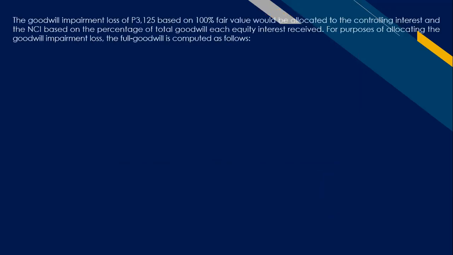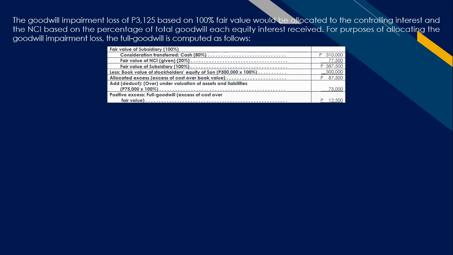Now the goodwill impairment loss of 3,125 based on 100% fair value would be allocated to the controlling interest and the non-controlling interest based on the percentage of total goodwill each equity interest received. For purposes of allocating the goodwill impairment loss, the full goodwill is computed as follows.